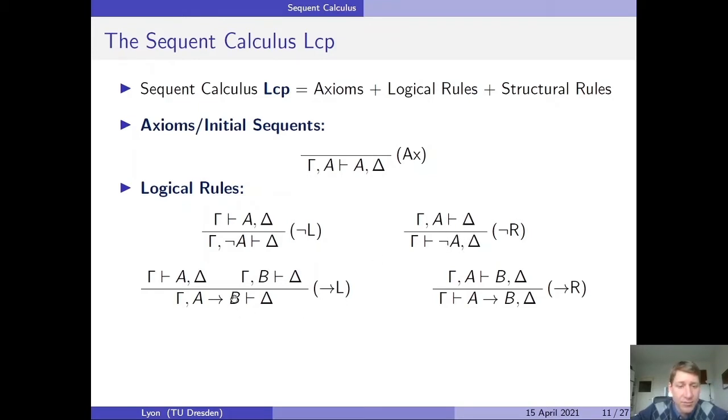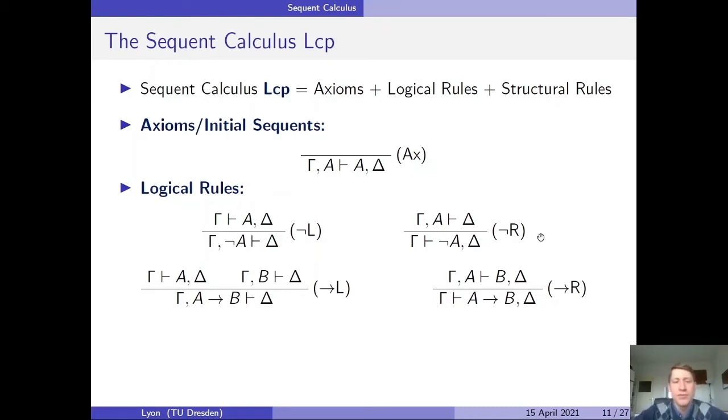The implication left rule says if I have two sequents that are derivable where the only different characteristic of them is that one has an A in the conclusion or succedent of the sequent and one has a B in the antecedent, then I can introduce an A implies B into the antecedent of the sequent. And the implication right rule says that if I have an A in the antecedent and a B in the succedent, then I can introduce an A implies B into the succedent of the sequent.